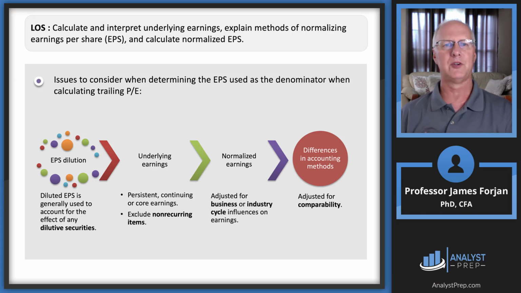All right, how about issues when determining EPS, right, the denominator? So we have earnings per share. A couple of things here. So EPS dilution. This is a really important concept because the Institute talks about things like executive stock options, right? It talks about things like bonds with embedded options, like a convertible bond.